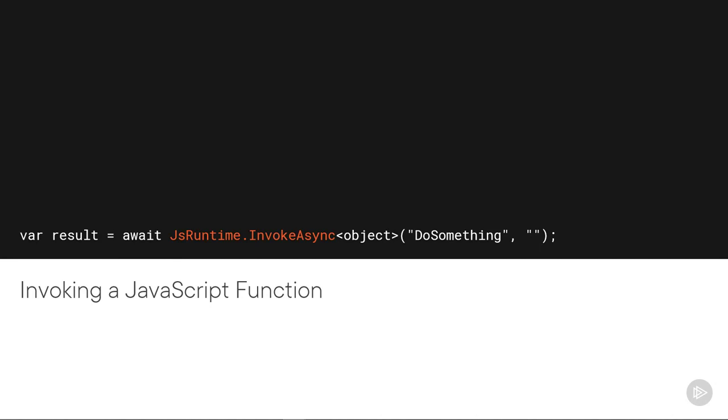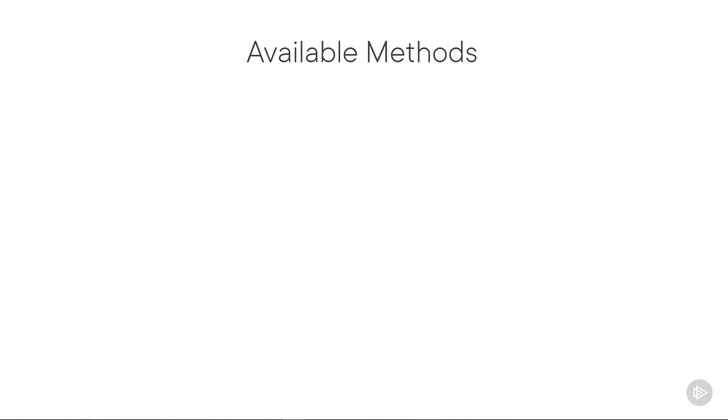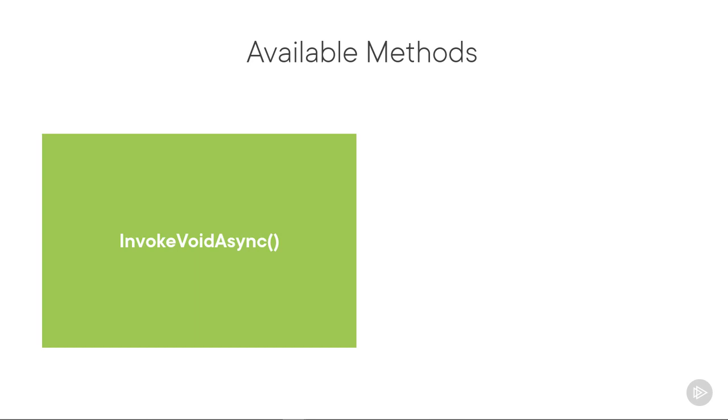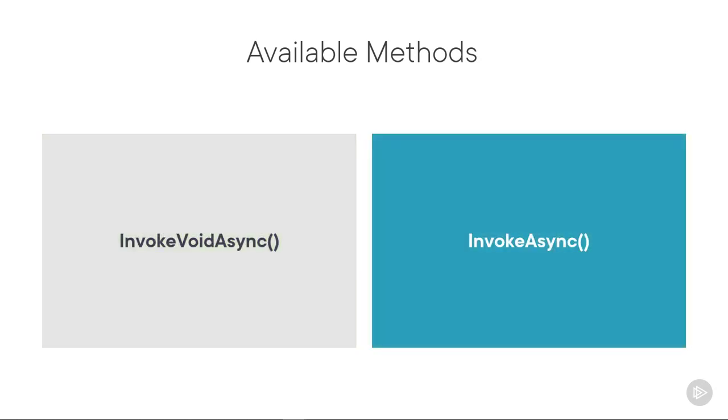The IJSRuntime offers two methods we can use in this context. The InvokeVoidAsync is typically used when we're doing more of a fire and forget towards a JavaScript function that we are invoking. It's void, we're not expecting anything back from JavaScript. If, however, we expect something to come back, we'll use the InvokeAsync method.